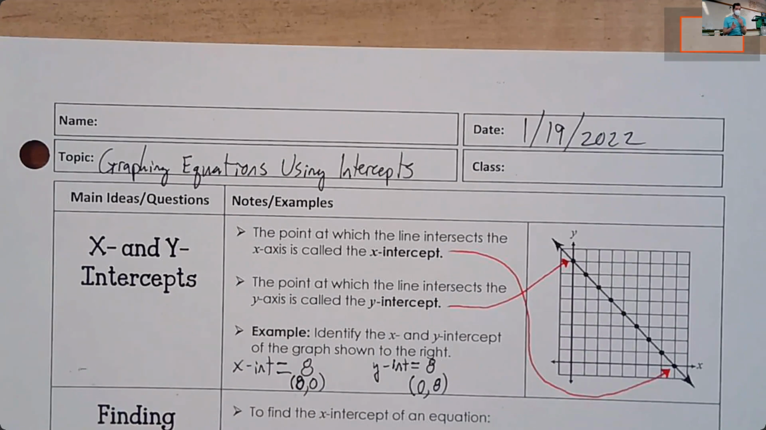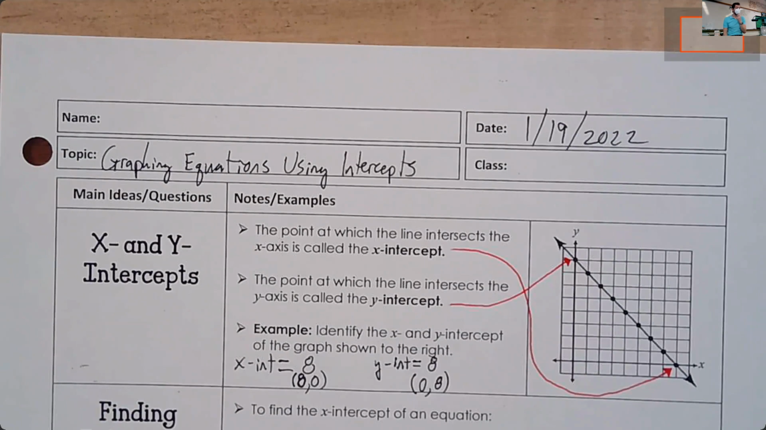Now, what do you notice about the opposite coordinates on each of these? So the X-intercept is 8, the X coordinate is 8. What's the Y coordinate for this one? All right, on the Y-intercept, the Y coordinate is 8. What's the X coordinate? 0, okay. So on a graph, the intercepts exist when the opposite coordinate is equal to 0. So for a Y-intercept, the X coordinate is 0. For an X-intercept, the Y coordinate is 0.